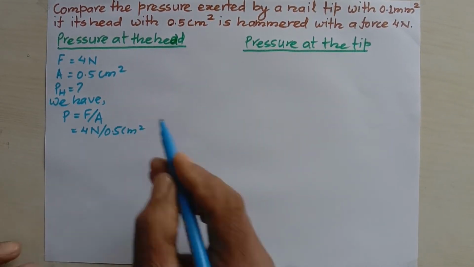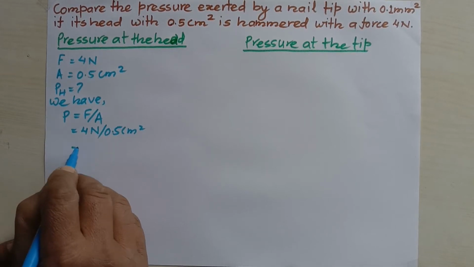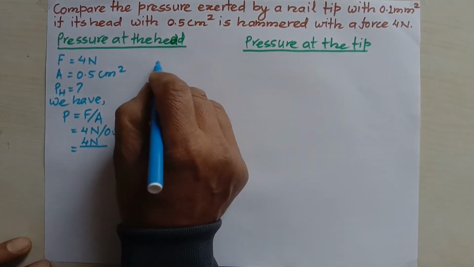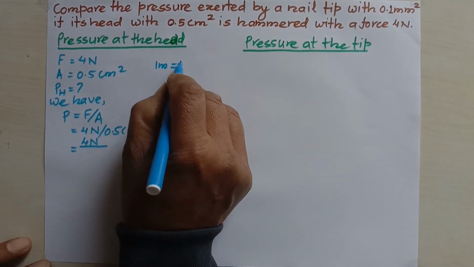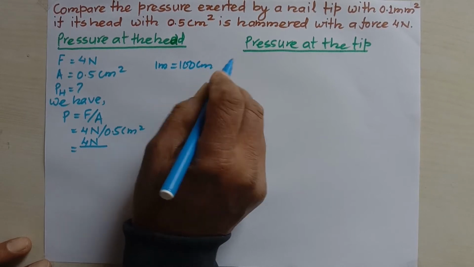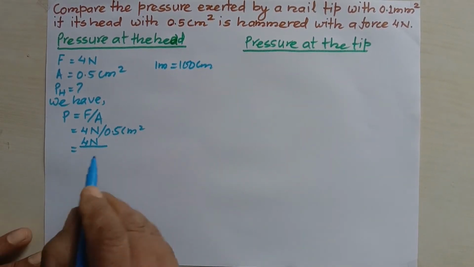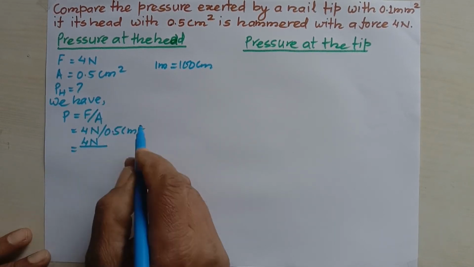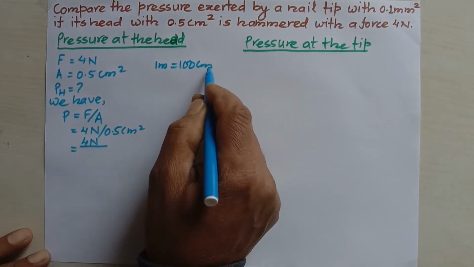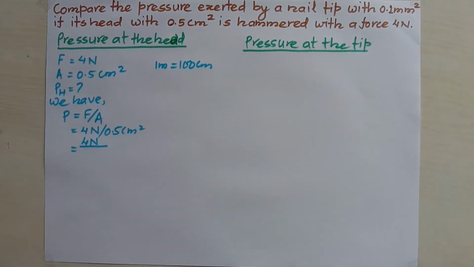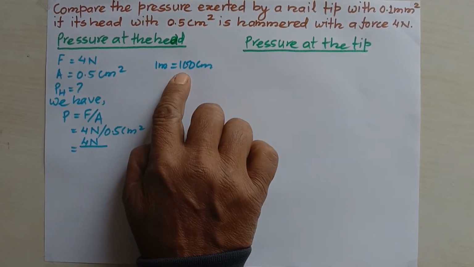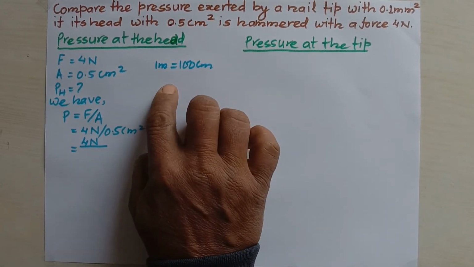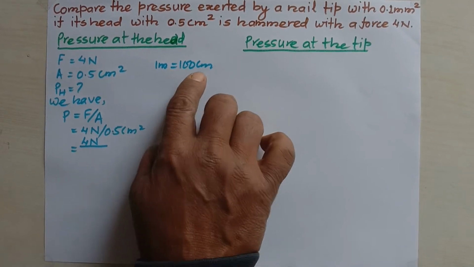Now how do we convert? For this conversion, we have to remember something. 4 Newton remains the same. We have to remember that 1 meter is equal to 100 centimeter. We know this. And that's why if we have to convert centimeter into meter, then a smaller quantity has to be converted to a bigger quantity, and we divide the number with the relation.